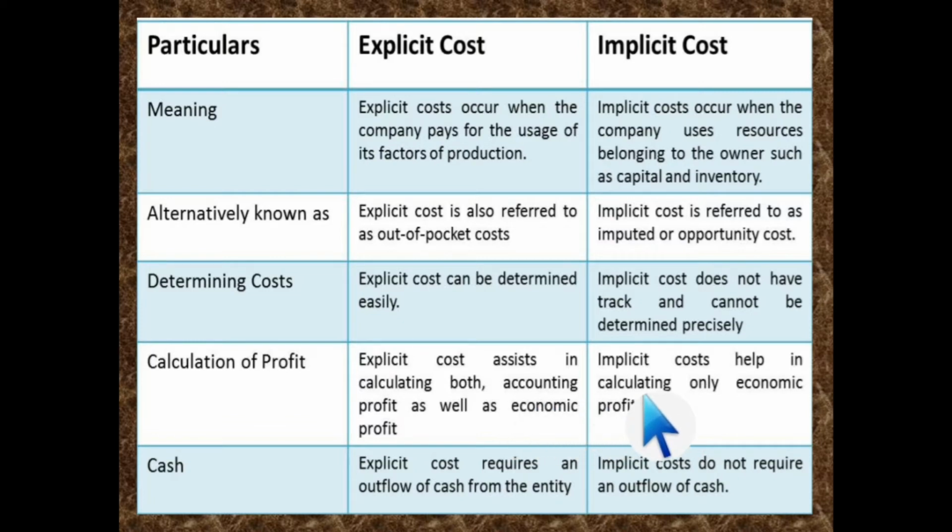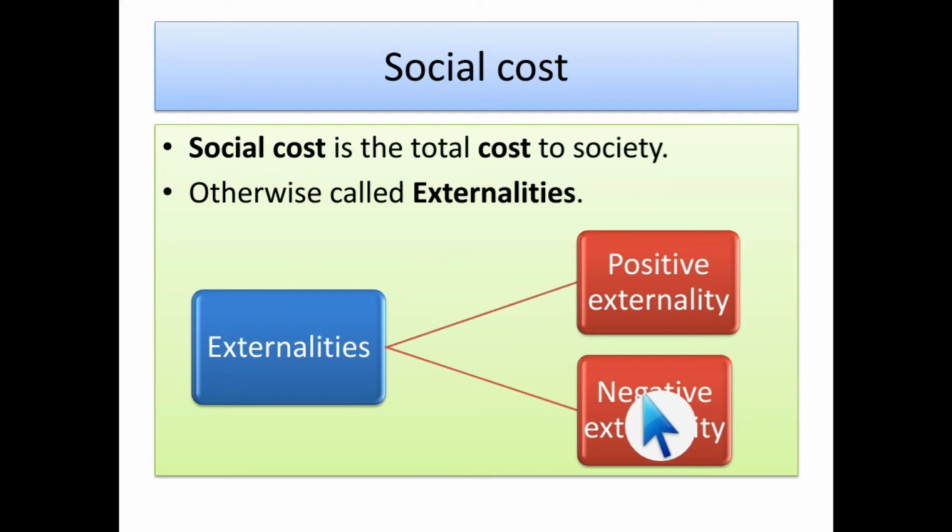Okay. So next is social cost. Social cost, the total cost to the society, is otherwise called externalities. You will go through what this externality is. See, there are two types of externality. Basically, you are doing something for which you have to pay something. That is called social cost. See, positive externality and negative externality.